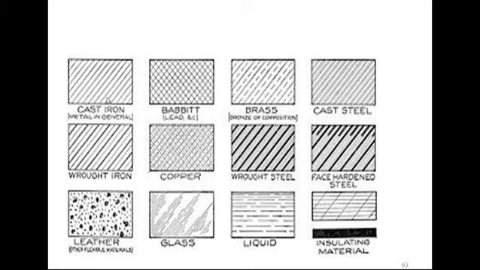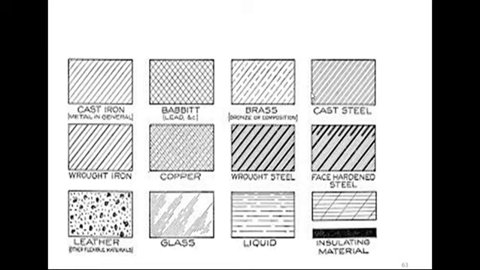Okay, for cast iron. Then the second one, this is for babbitt material. Whenever there is a babbitt material, we are going to use such a cross pattern for hatching. Then this pattern we are going to use for brass material. When we take a section of brass material, we are going to use this kind of hatching pattern.